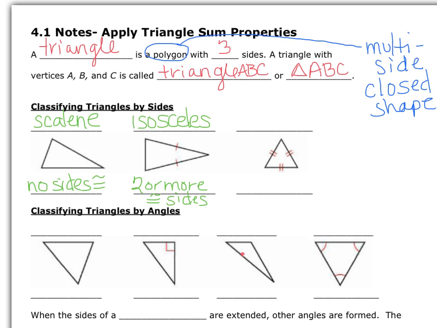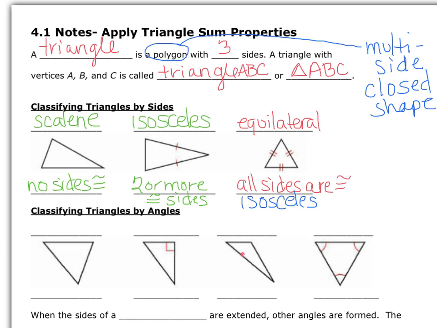And the last one will be equilateral. And this is that all sides are congruent. And the little catch about all this is, if you notice the definition of isosceles is two or more sides congruent, then we can also name this equilateral triangle, we can also say it's isosceles. So it would be isosceles and equilateral because it has two or more.